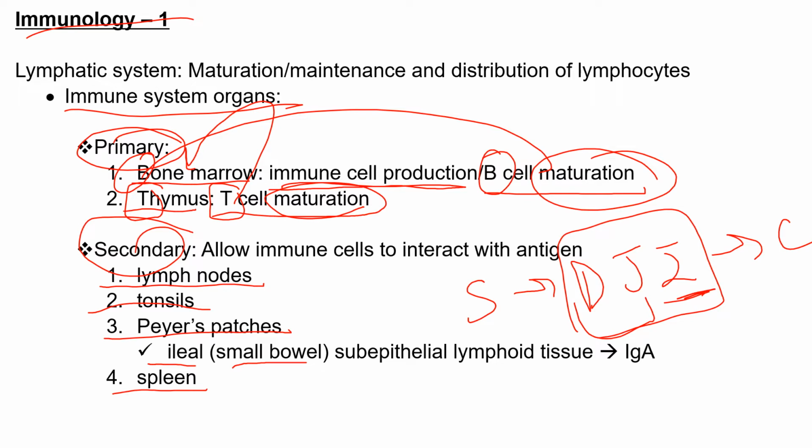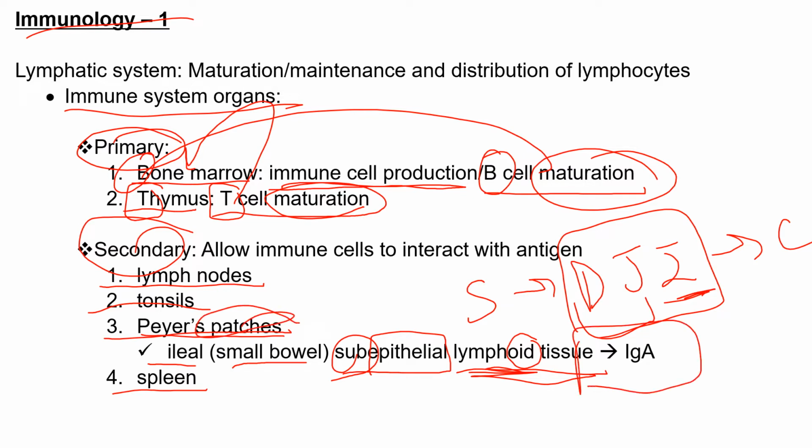And in the subepithelial part of ileum, subepithelium meaning under the epithelium of ileum, you have lymphoid tissue. Notice it looks like lymph nodes, but is not. It's lymphoid tissue because Peyer's patches have no capsules. They literally look like patches of lymphoid tissue, and their function is to make immunoglobulin A, which protects the epithelium, protects against infections.